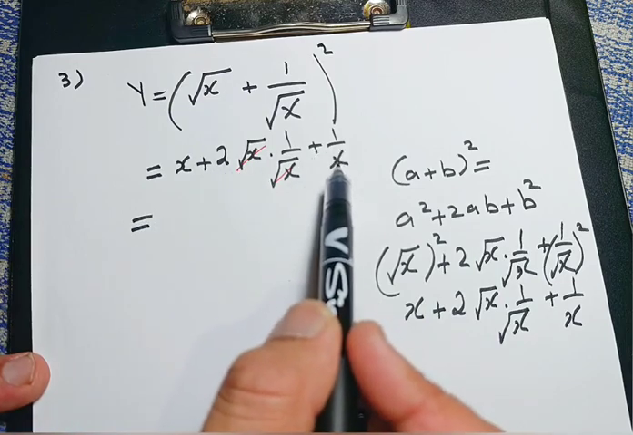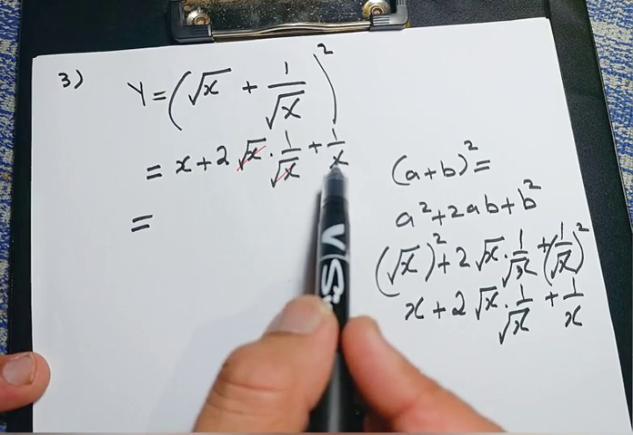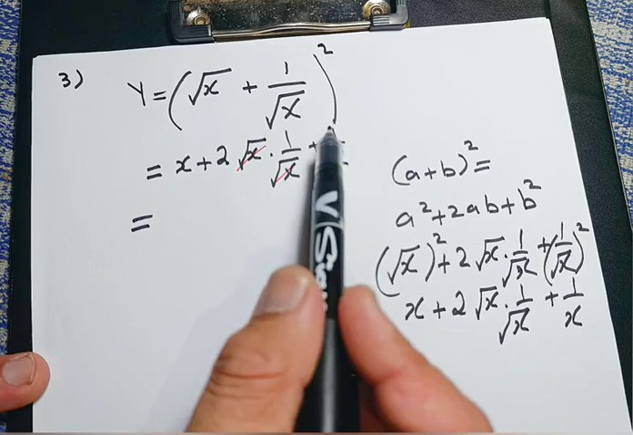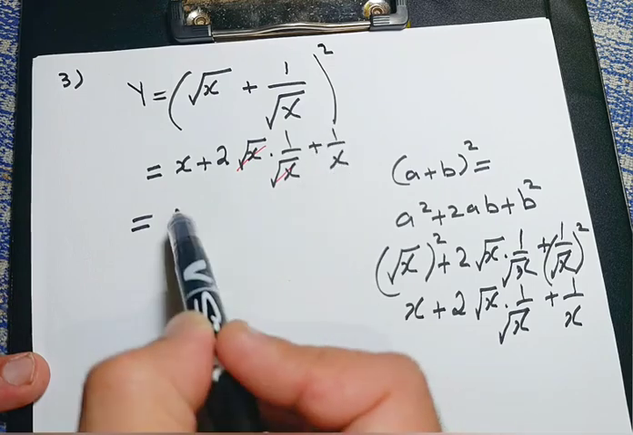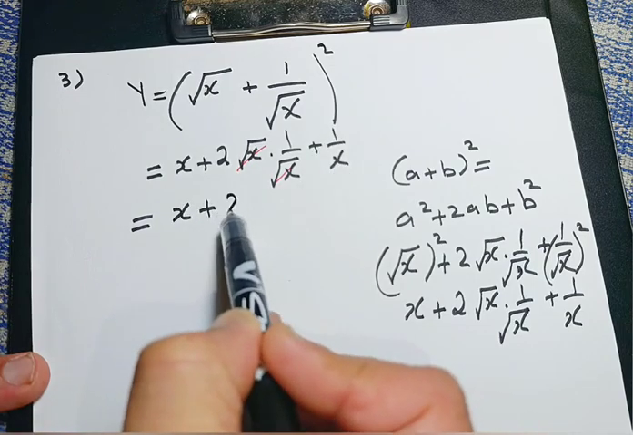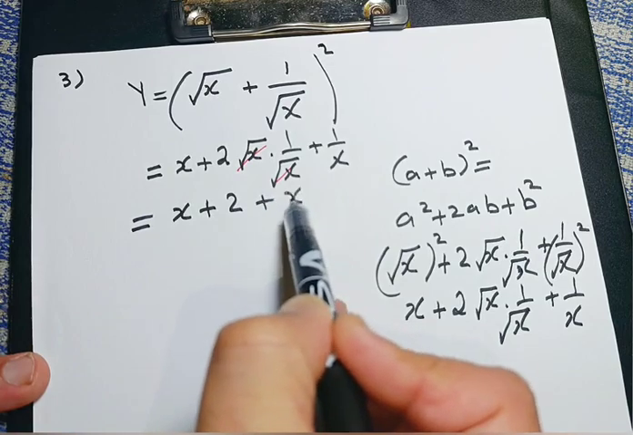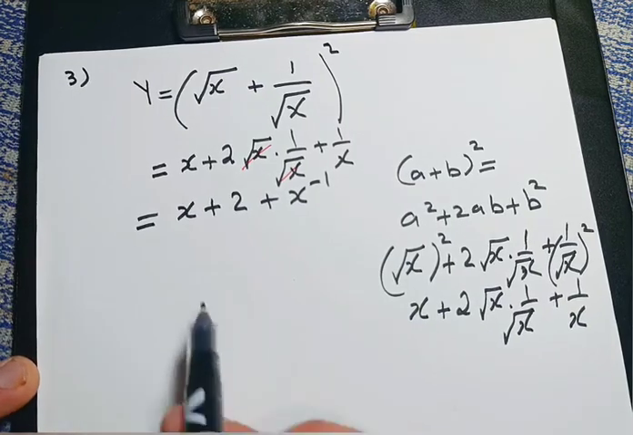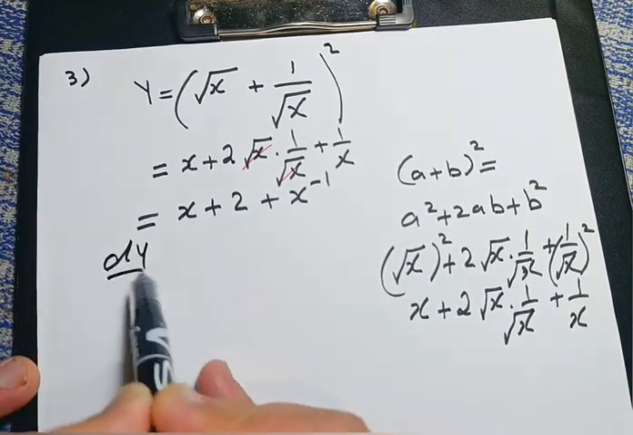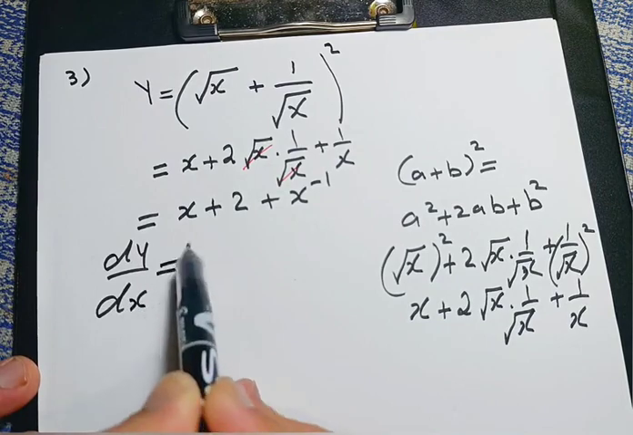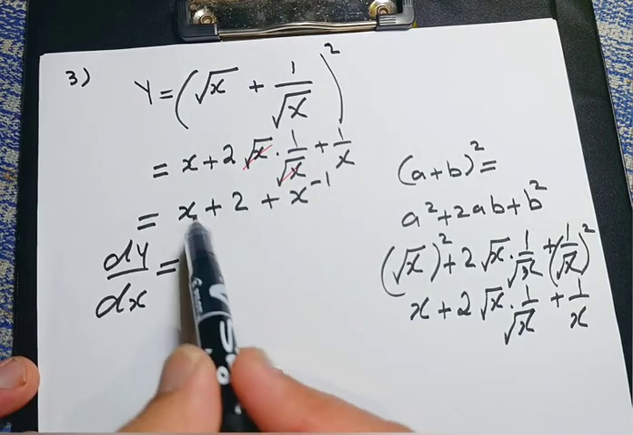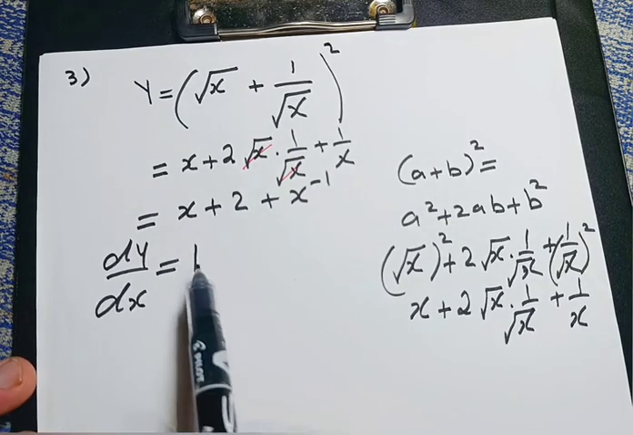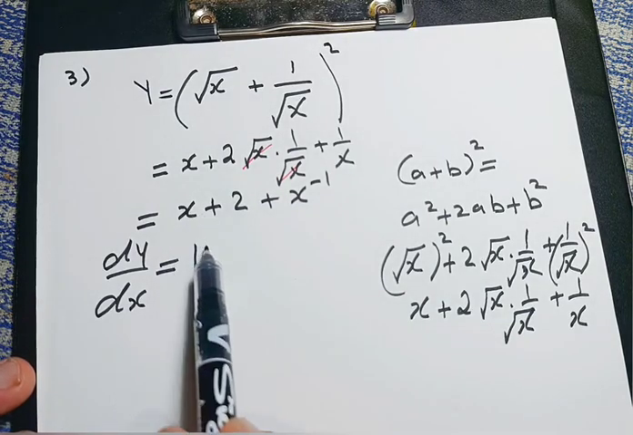So I have to pull up now the denominator, x is the denominator. If I pull it up, it becomes negative. So it's going to be x plus 2 and plus x to the negative 1. Now I can apply the derivative here. So it's going to be dy over dx with respect to x. So this is going to be a 1. If you apply the derivative on x, it's going to be 1.